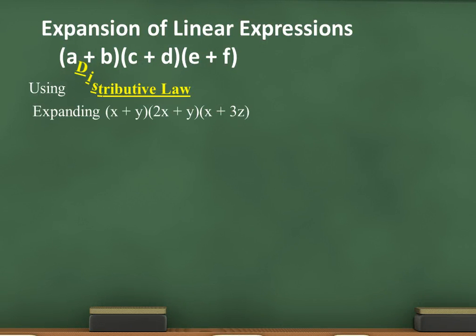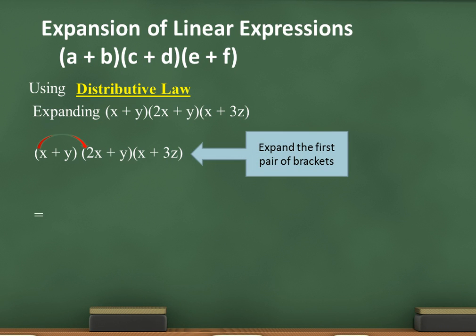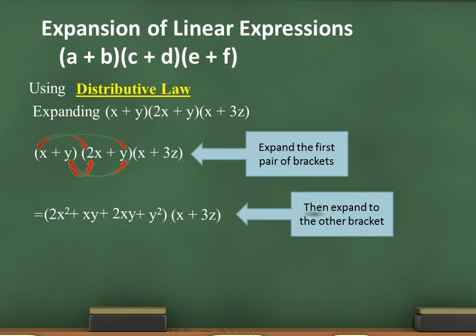Let's try that out with a real example. I have x plus y multiplied by 2x plus y multiplied by x plus 3z. Do try it yourself. Comparing the answers, first we expand the first pair of brackets. I'm going to get 2x squared plus xy plus 2xy plus y squared. Now we'll expand the second bracket.